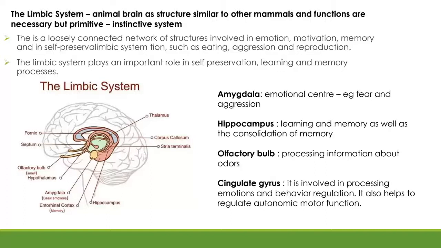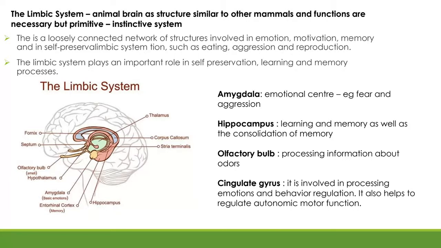The limbic system. The limbic system is our animal brain. It's similar to other animals, and its functions are necessary but primitive. It's a very instinctive system. So in our forebrain, we've got a loosely connected network of structures involved in emotion, motivation, memory, and self-preservation, basically things to do with eating, aggression, and reproduction. It's about that survival, instinctive, primitive system that keeps us alive.